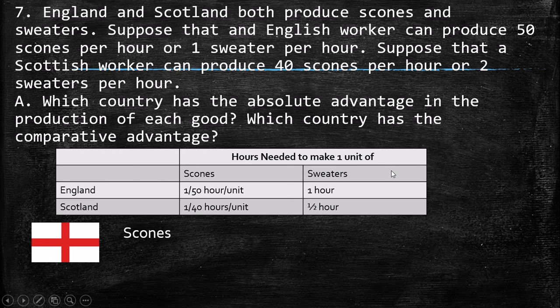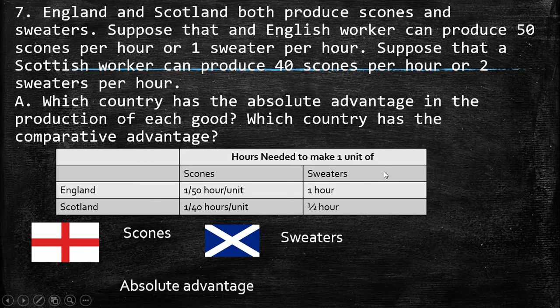So in this case, we see here how the absolute advantage in scones is held by England because the time needed is lower. And in the other case, sweaters, it is Scotland, because they have a smaller cost for sweaters, a smaller opportunity cost. So there is the absolute advantage.